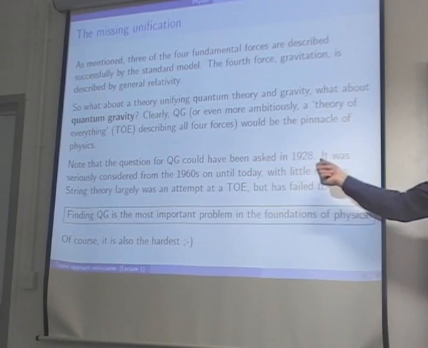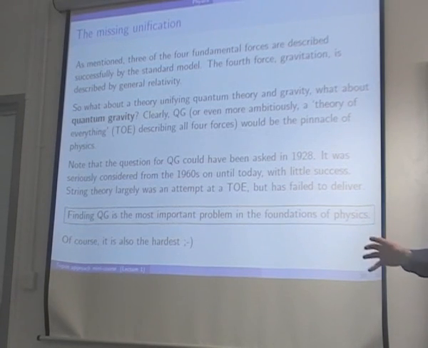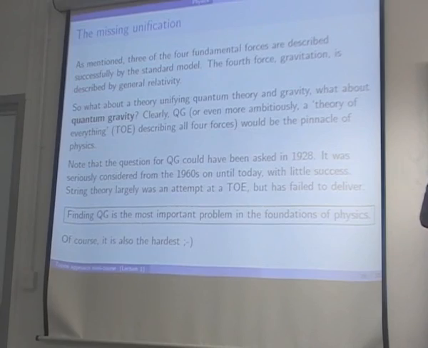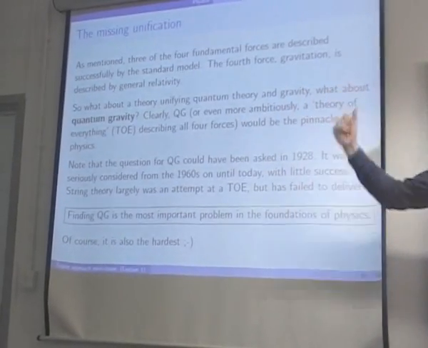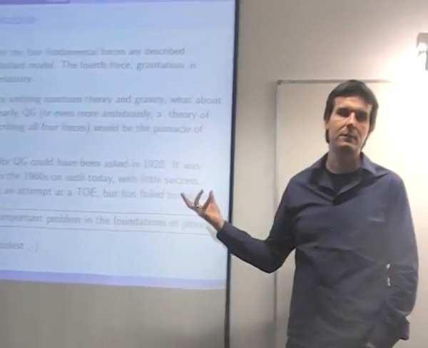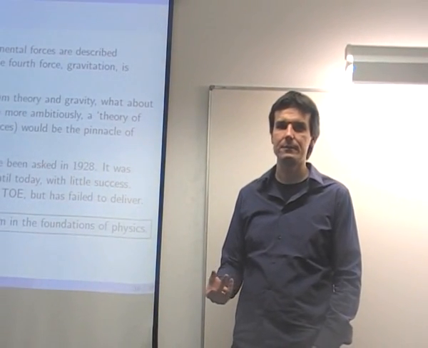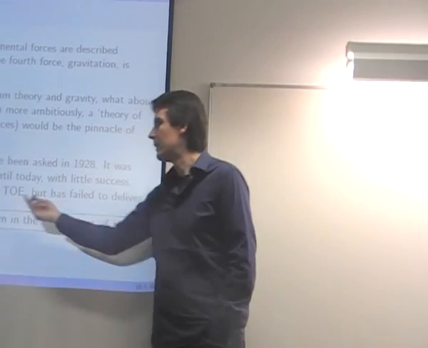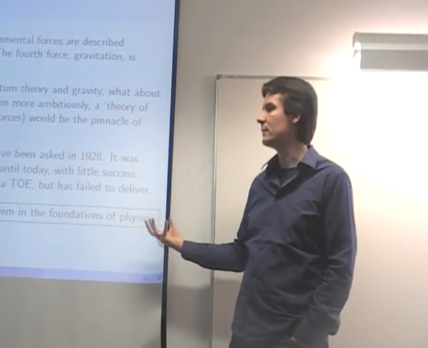In principle, they could have asked this question in 1928. As far as I'm aware, they didn't. But at least from the 1960s on, there was an enormous amount of activity, and there still is, of getting at a theory of quantum gravity, or maybe a theory of everything. There's very little progress. Of course, we understand things better, but we mostly understand what doesn't work. String theory largely was an attempt at a theory of everything, but has failed to deliver on this.